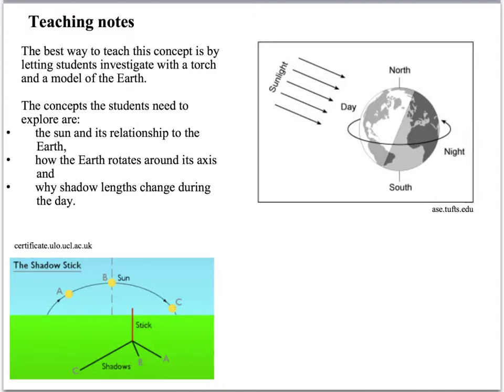The best way to teach this important concept is by getting the students up and moving around and involved in a very practical hands-on demonstration. The concepts the students need to explore are the sun and its relationship to the Earth, how the Earth rotates around its axis, and why shadow lengths change during the day.